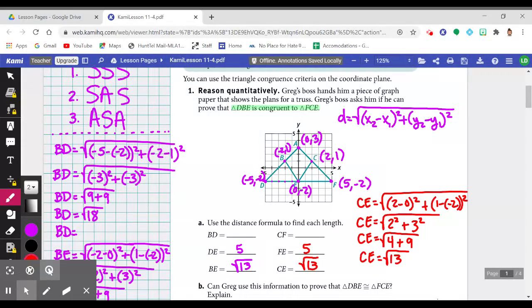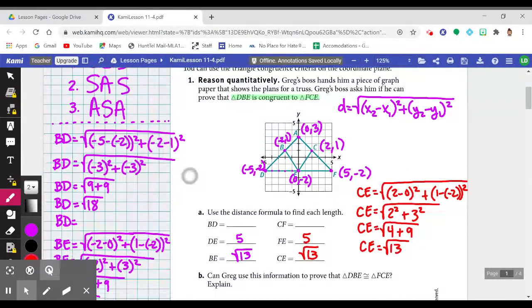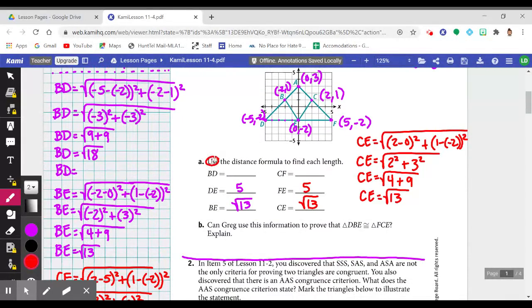So hopefully you took some time. On A, they ask you to use the distance formula to find each length. So this is a great review of the distance formula. You'll notice that all my work is kind of scattered about. But let's take a look. So they want us to first find the length of B to D, or line segment BD. So B is located at -2, 1. D is located at -5, -2.